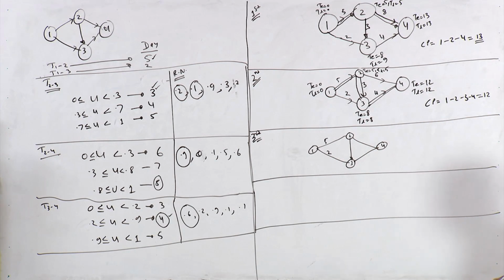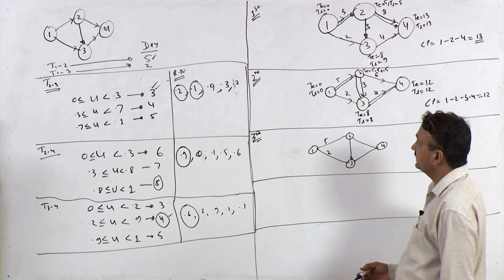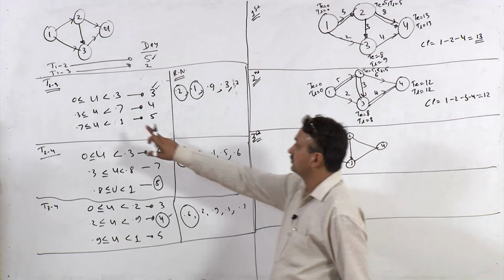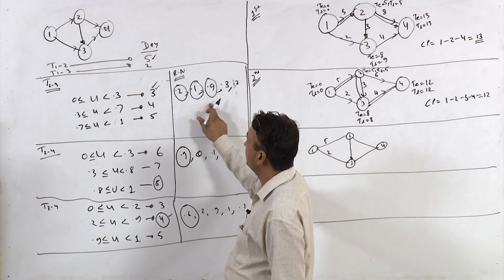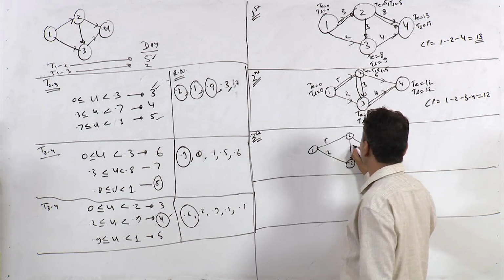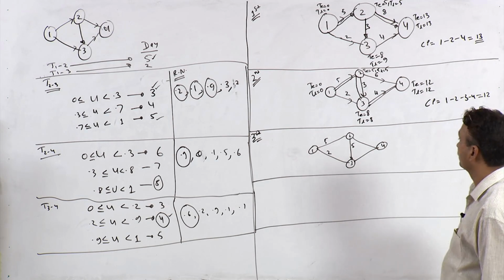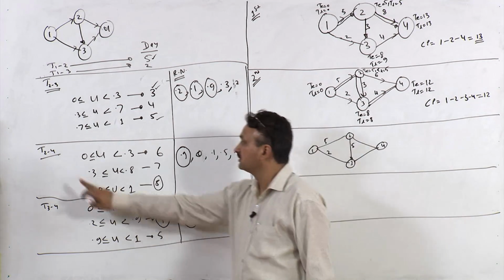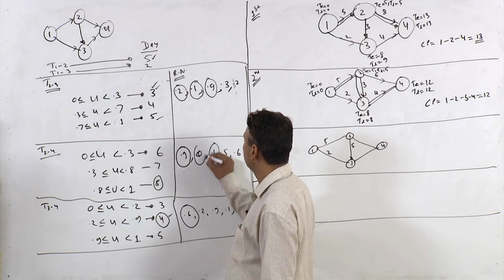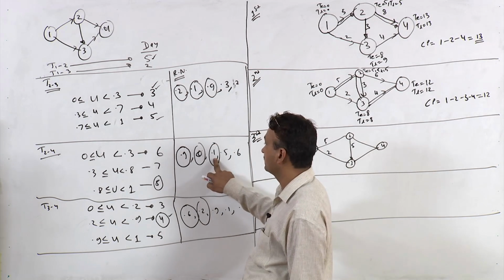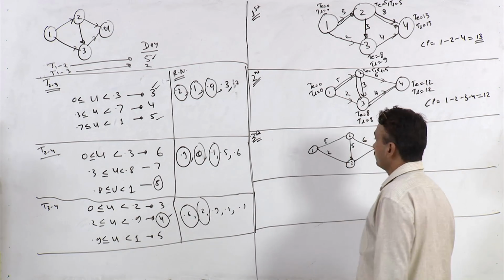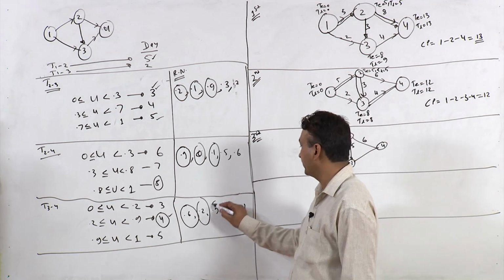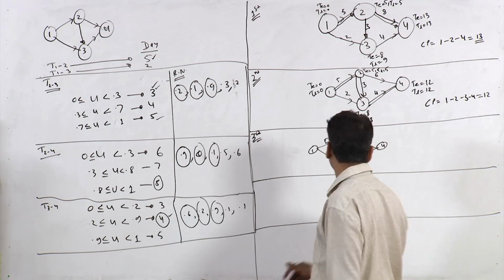Now what to do? We will take up the third random number, right? For activity 2, 3, the third random number is this 0.9. 0.9 is here, so 5 is the duration, right? For activity 2, 4, the third random number is 0.1, which is 6. For 3, 4, it is 0.9, which is here, right? 5.